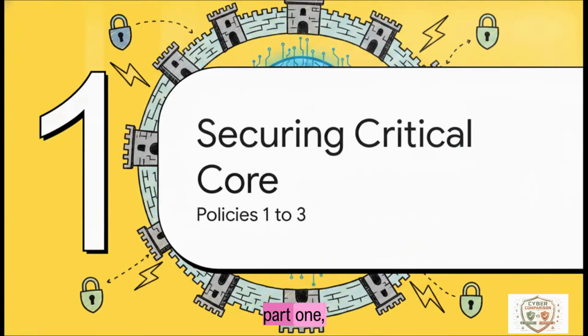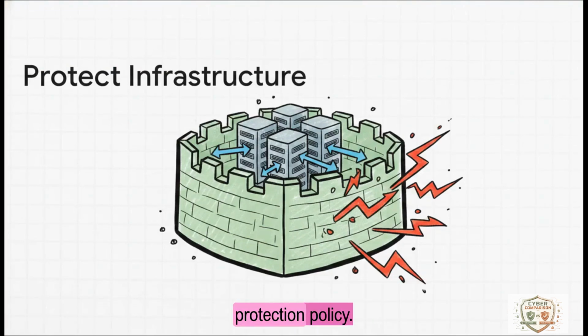All right, part 1, securing the critical core, covering our first 3 policies. Policy number 1 is your infrastructure protection policy. Think about the absolute backbone of your environment, your domain controllers, DNS, DHCP, NTP, and identity servers. If an attacker gets into these systems, well, it's game over. They essentially own the place.